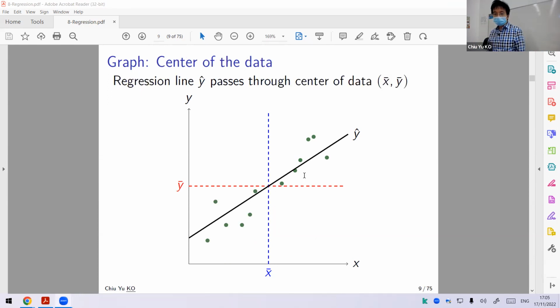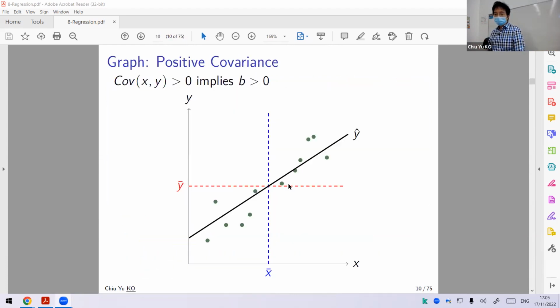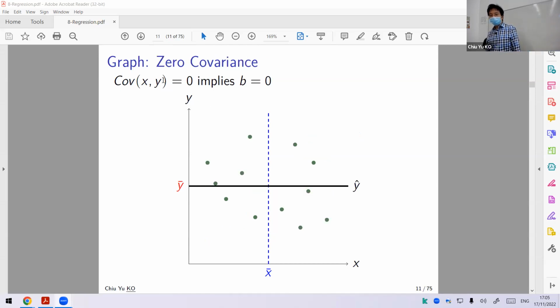Now let me go through it line by line. First, you pass the set of data that we have said already. Second, if you have positive covariance, you should have a positive line, right? That is very natural, as expected, right? Because covariance looks at how they're related. If you have a 0 covariance, then you have a 0 line, okay?